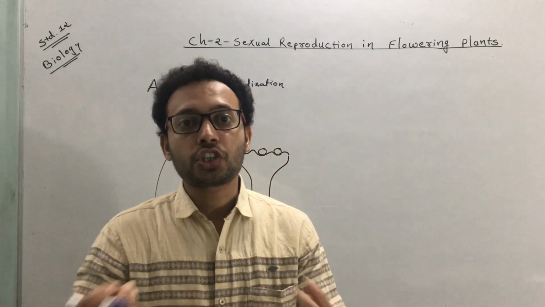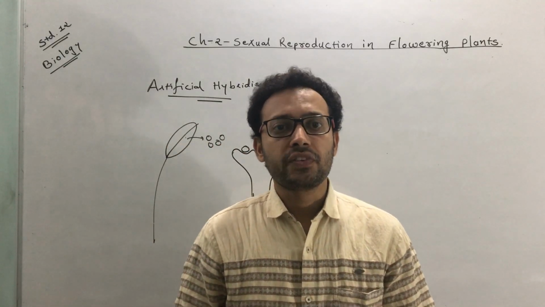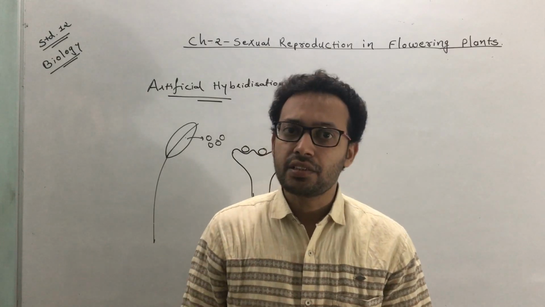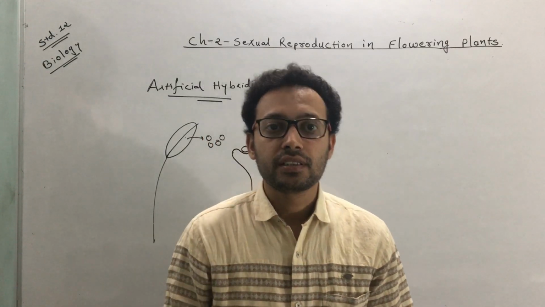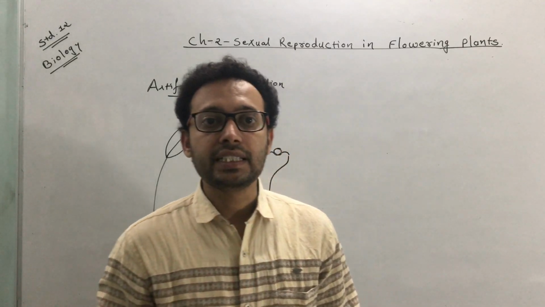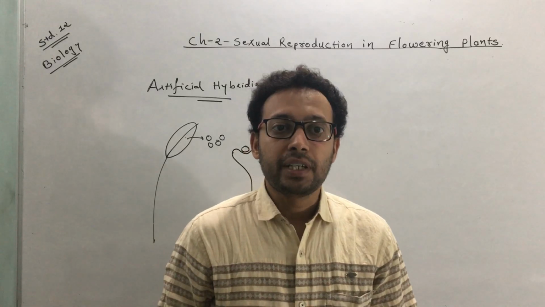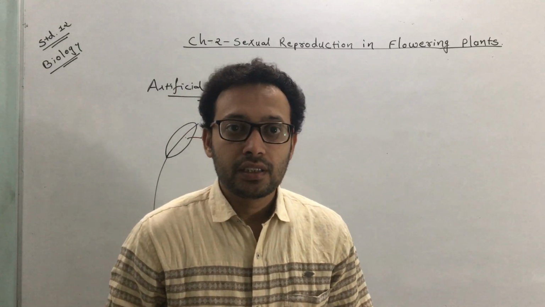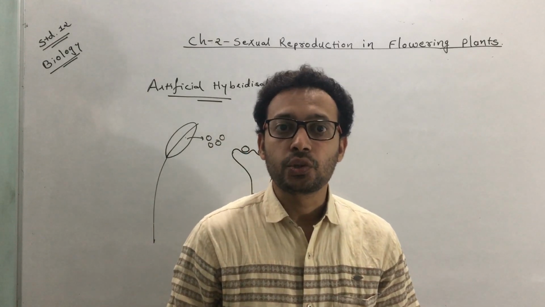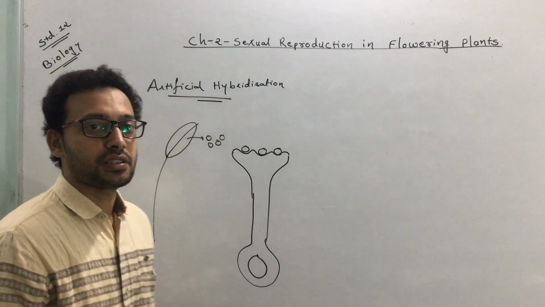So we are also not sure that we get a good variety of fruit or a good variety of plant. Our next generation might be good, might not be good, depending on which pollen grain falls on it, desired or undesired. But now we don't want to be in a dilemma. We want to be sure, and for that we are performing a process called artificial hybridization.